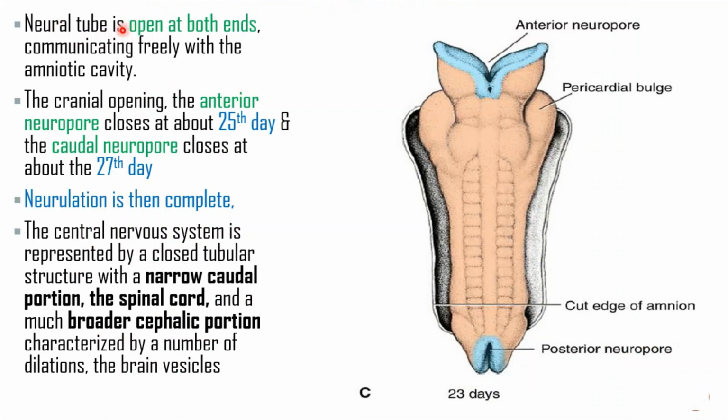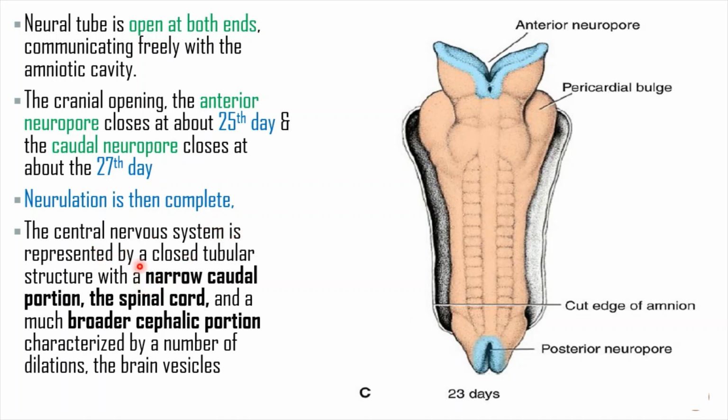So the neural tube is open at both ends, communicating freely with the amniotic cavity. The cranial opening, the anterior neural pole, closes at the 25th day, and the caudal neural pole closes at the 27th day. Neurulation is then complete.